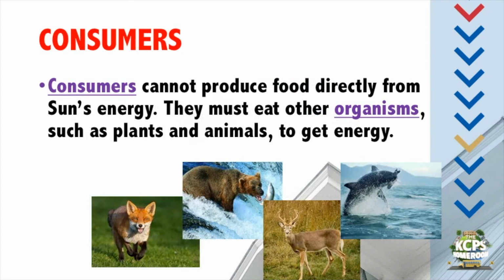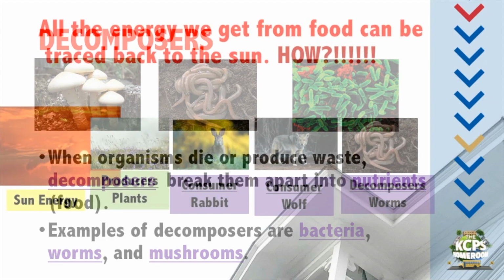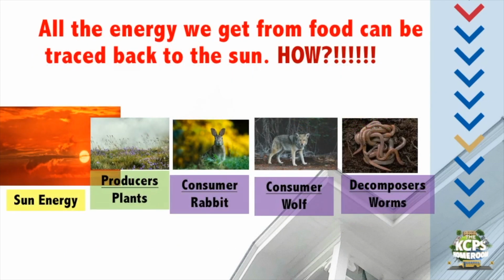Consumers cannot produce food directly from the sun's energy. They must eat other organisms, such as plants and animals, to get energy. When organisms die or produce waste, decomposers break them apart into nutrients, food again. Examples of decomposers are bacteria, worms, and mushrooms. All the energy we get from food can be traced back to the sun.